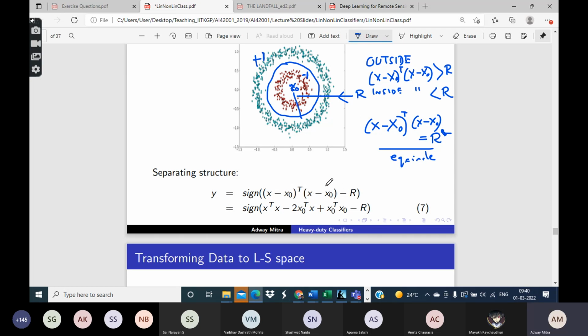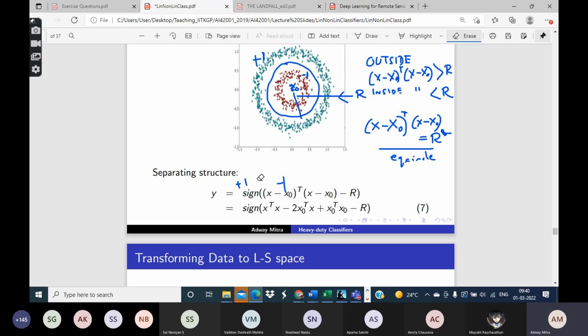As you can understand, for those points which are outside, this is going to be greater than r, so once you subtract r, you get a positive quantity. Taking the sign, you predict +1, which is correct because all the +1 points are outside the circle. For any point inside the circle, this part will be less than r, so once you subtract r, you get a negative quantity. You take the sign and get -1, and the -1 points are all inside the circle. So you can see that this is a valid classifier.